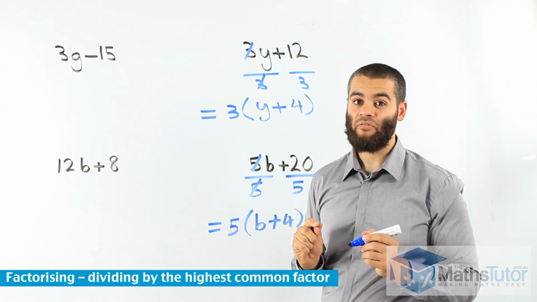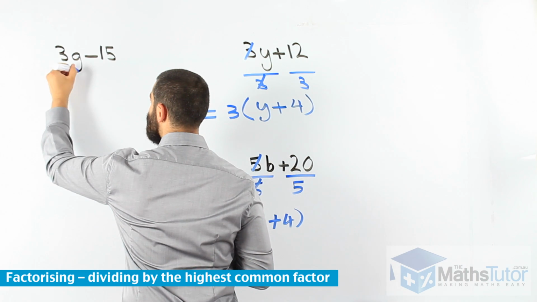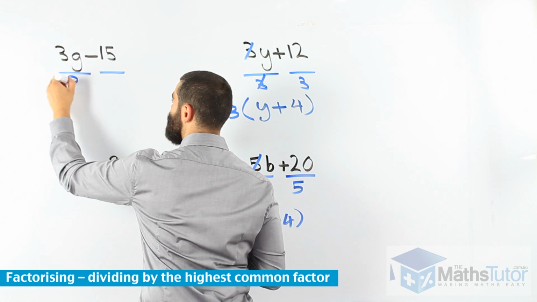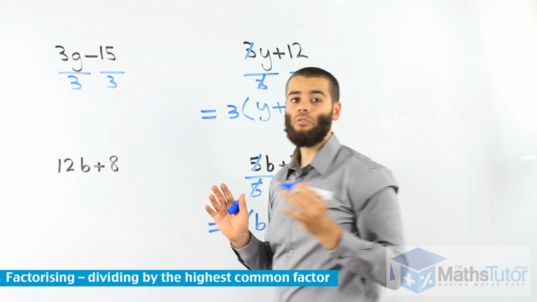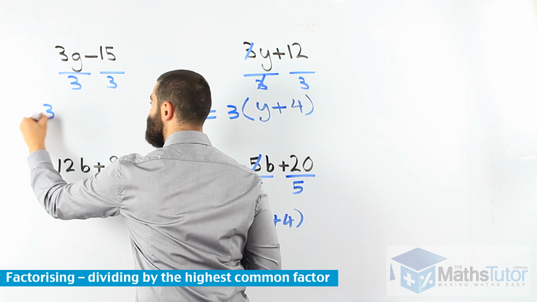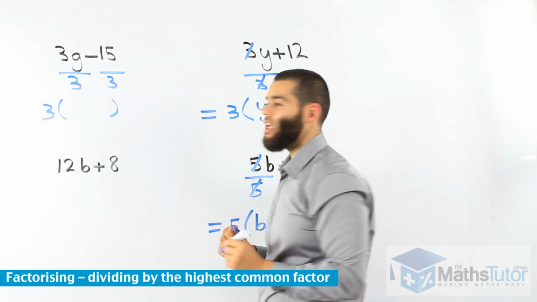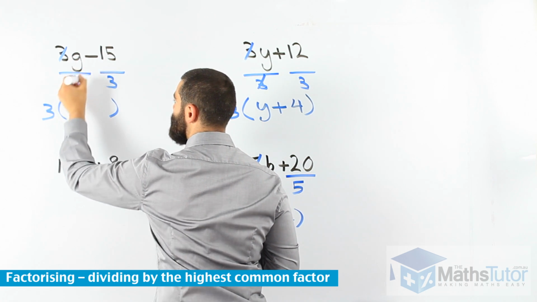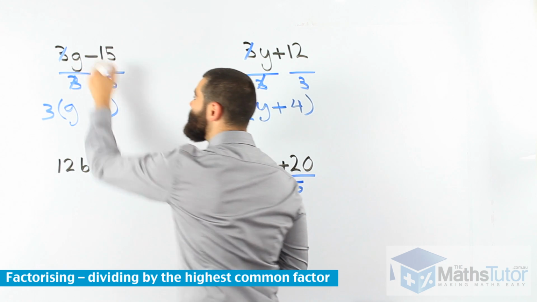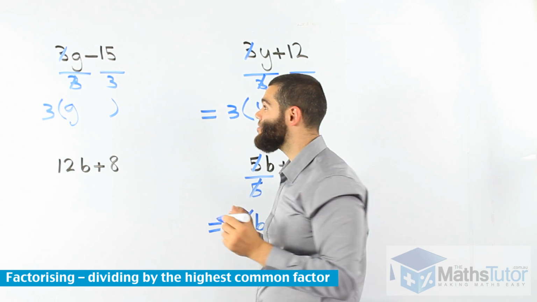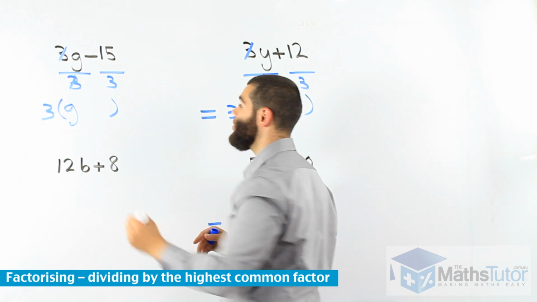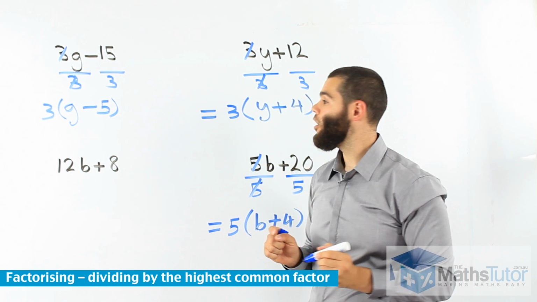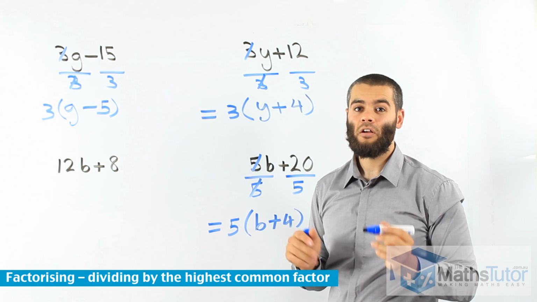3g minus 15. Okay, well, we are looking for the highest common factor, and we can tell 3g minus 15, the highest common factor is 3. 3 goes into 3, and 3 also goes into 15. So we put it outside, we put our brackets, and now we simplify. We actually divide. 3 divided by 3, that goes, left with 1g, minus 15 divided by 3, or negative 15 divided by 3, is negative 5. So our final answer is 3, open bracket, g minus 5, close bracket.